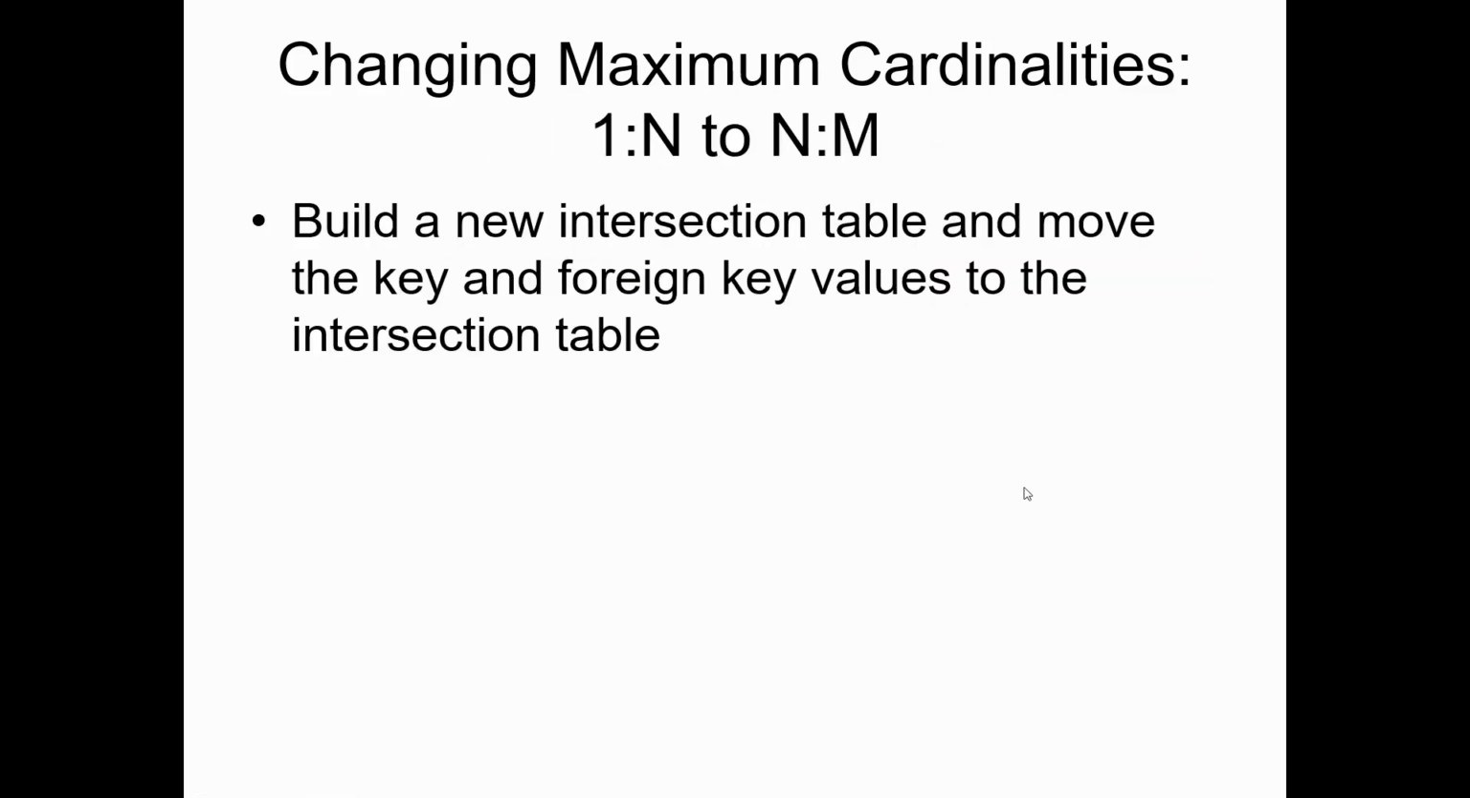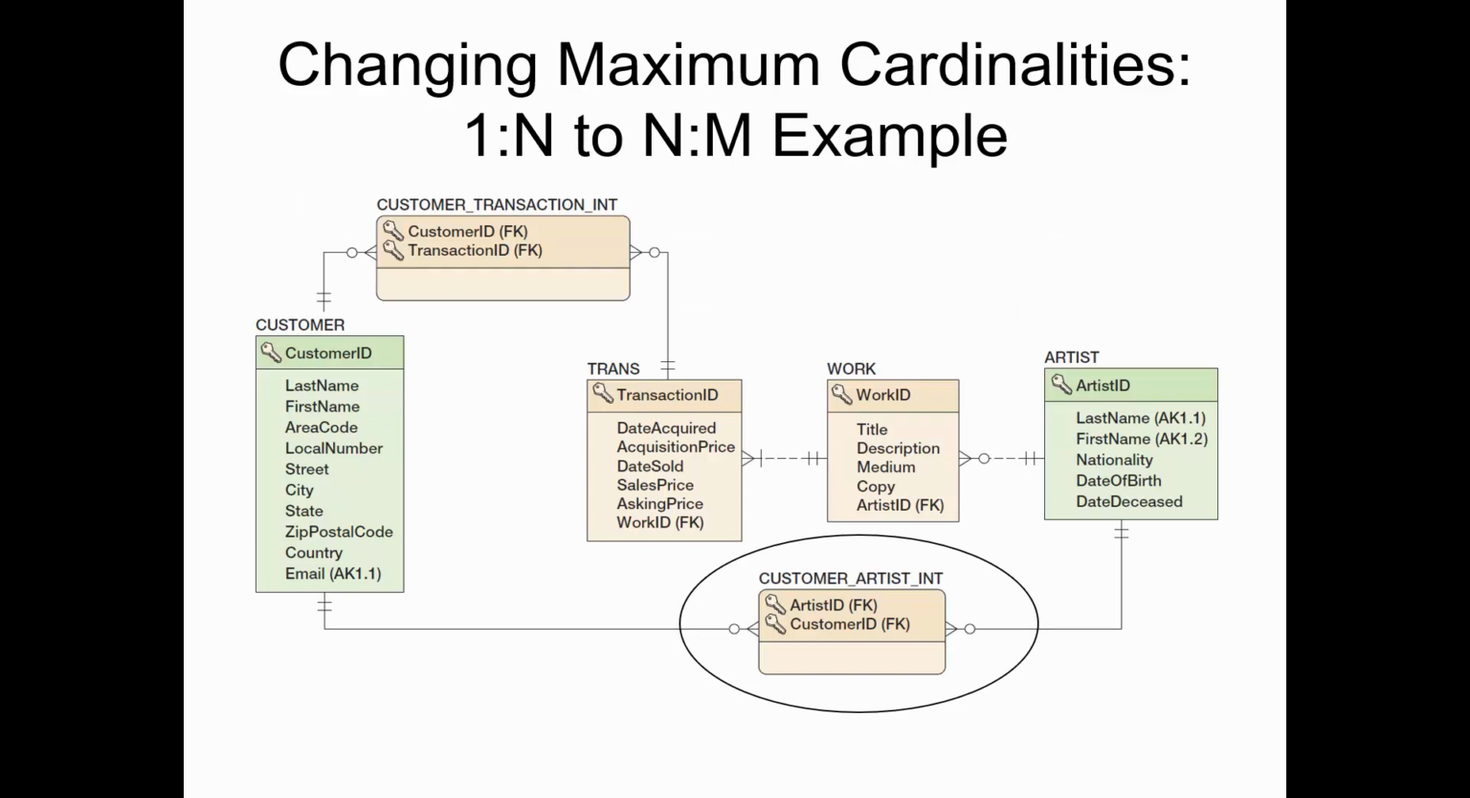To change the relation from one to many to many to many, you have to build a new intersection table and move the key and foreign key values to the intersection table. This is an example of changing the relation from one to many to many to many, where a new intersection table, customer artist interest, was created and the primary key from each table was copied as a foreign key to the intersection table.